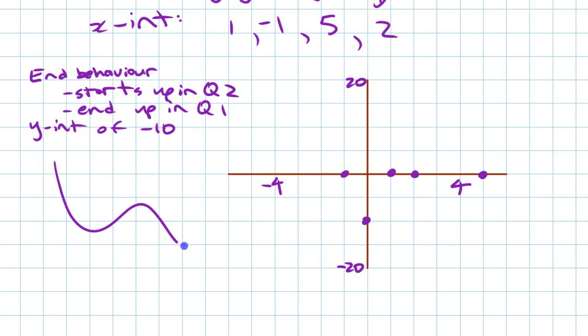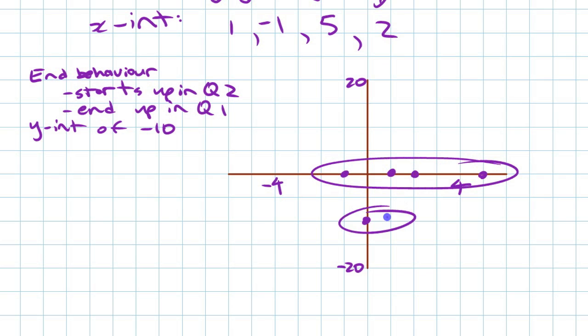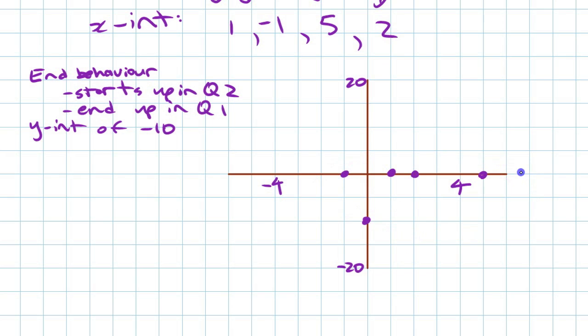Now we know it more or less has to go like that. It has to start up here in quadrant 2, it has to end up here in quadrant 1, and it has to pass through all of those and that. Now the only sort of general shape we can draw then is this. Maybe it turns around somewhere there, it doesn't go much above. Now it probably goes more down below there, and something like that.